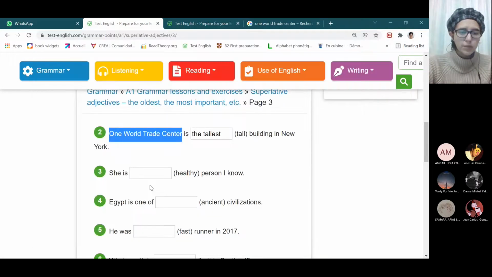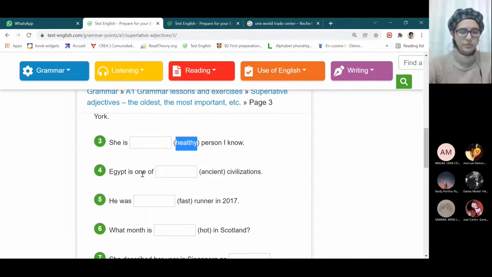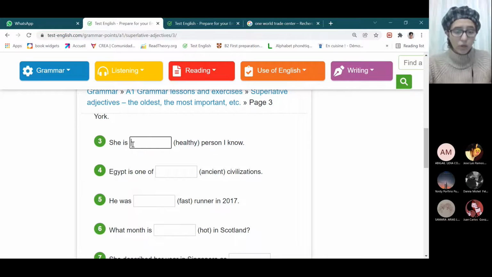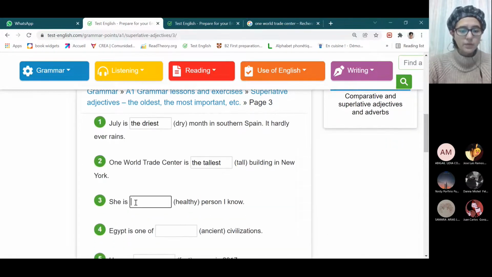And Jordi, please, can you do number 3? We have here the adjective healthy. We need to put the superlative form. Healthy, healthy, okay. Yes, we're not going to forget the word the, yes? Can you repeat? Yes, the has it. Okay. Can you spell healthiest?